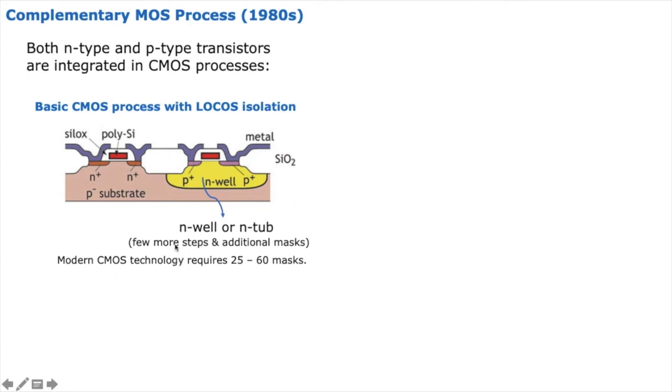Now all you need in this case is a few more steps and a few additional masks. For modern CMOS technology, you would need as many as something like 25 to 60 masks. So it's really a complicated process.